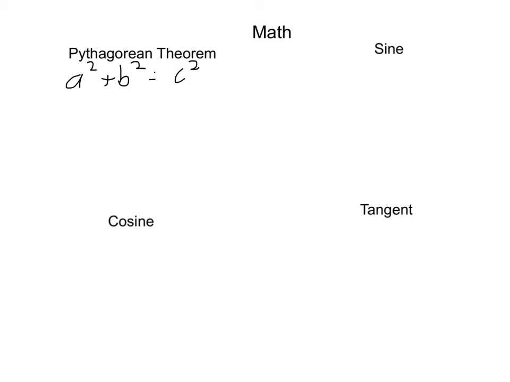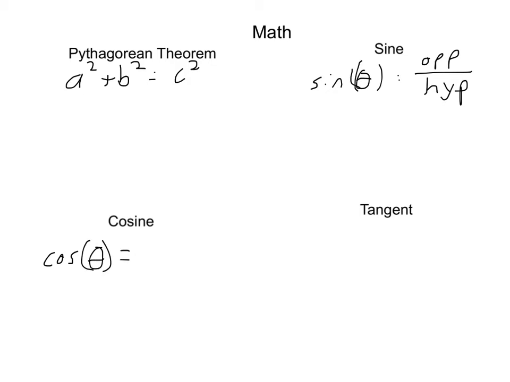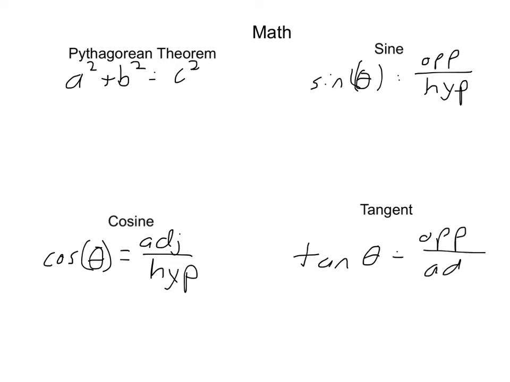Sine of an angle, sine of theta, equals your opposite over your hypotenuse. Cosine of an angle equals the adjacent over our hypotenuse. And tangent of an angle is going to equal opposite over adjacent, the opposite side over the adjacent side, not involving the hypotenuse at all.